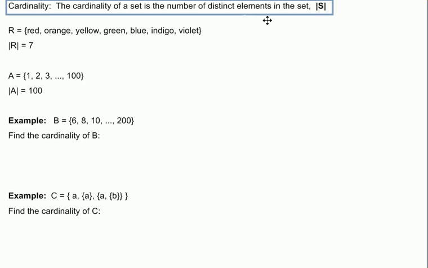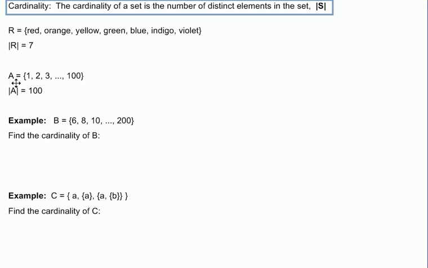Last thing we're going to talk about here is the cardinality of a set. The cardinality of a set is the number of distinct elements in the set, and we usually designate that with the absolute value lines around a set. So for example, the set R, which we used before to refer to the colors of the rainbow, right? The cardinality of R is 7.